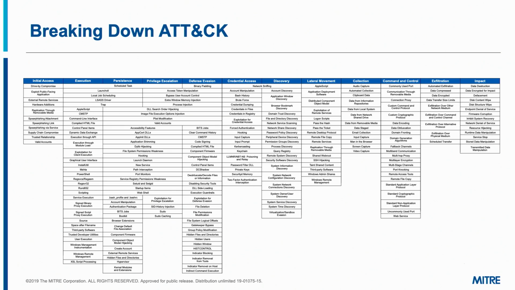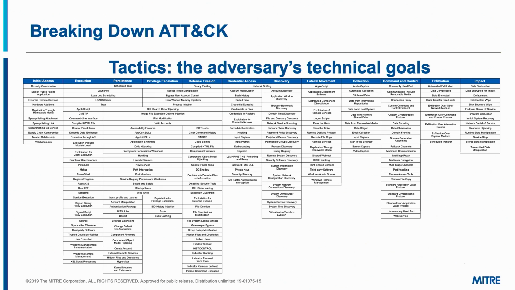Across this matrix, we've got a set of columns. And at the top of these, we have what we call tactics. These are the adversary's high-level technical goals. So these are things like initial access. The adversary is trying to get into my network initially. Lateral movement, an adversary is trying to get between different systems in my environment. Or something like impact, where an adversary is trying to destroy or disrupt parts of my enterprise.